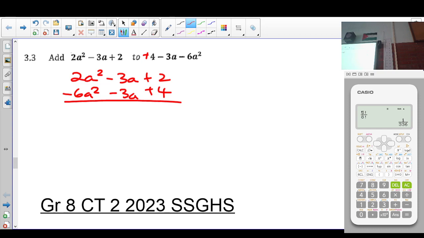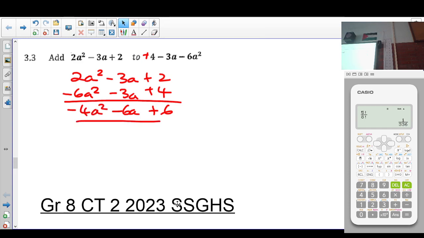So what is 2 plus 4, sorry, 6. Minus 3x, minus 3a, minus 3a is negative 6a. And a is 2a squared minus 6a squared is negative 4a squared. Okay. So that's the answer we're looking for.